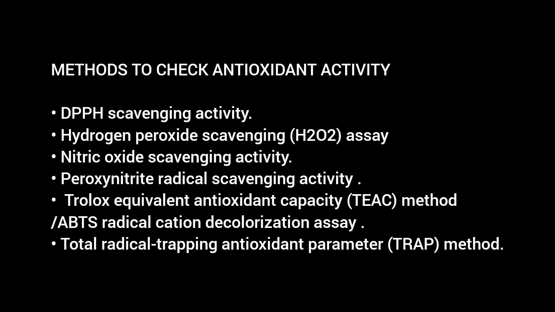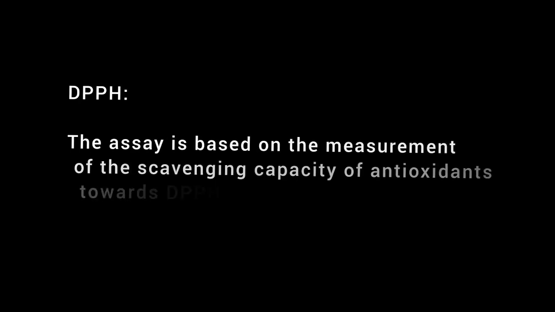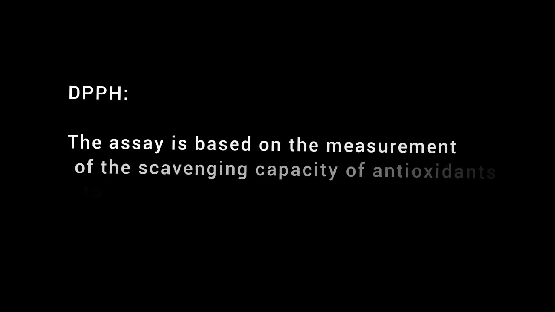So now you know that there are a bunch of assays that you can use to determine the antioxidant potential, like DPPH scavenging assay, hydrogen peroxide scavenging assay, and so on. And then you choose DPPH because it is quick, easy, and cheap. DPPH assay is based on the measurement of the scavenging capacity of antioxidants towards DPPH.